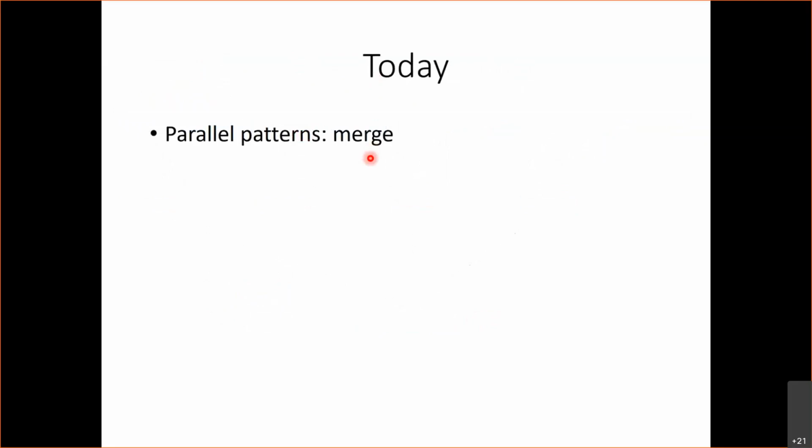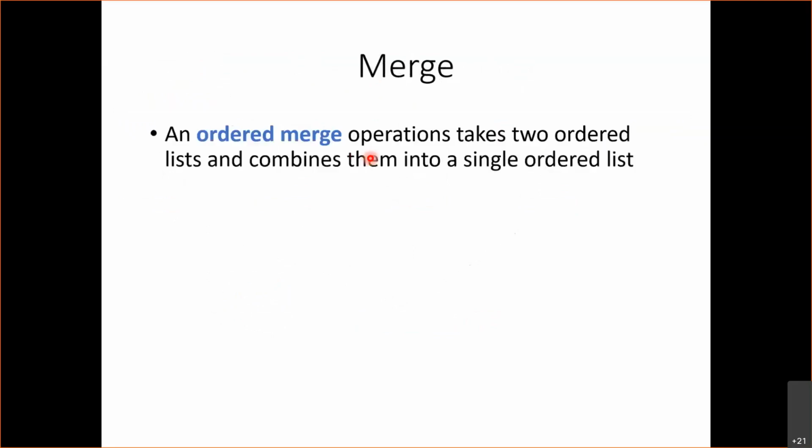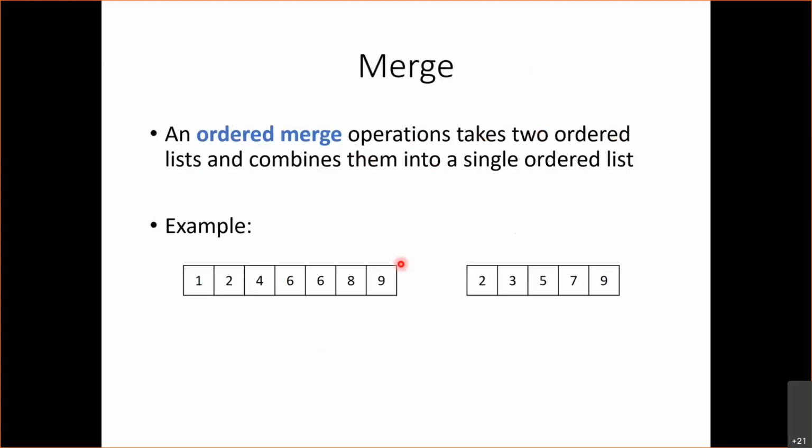Okay, so if not, then let's talk about merge. An ordered merge is an operation that takes two ordered lists and combines them into a single ordered list. So for example, if I have these two lists over here, they can have different sizes, but they're both ordered.